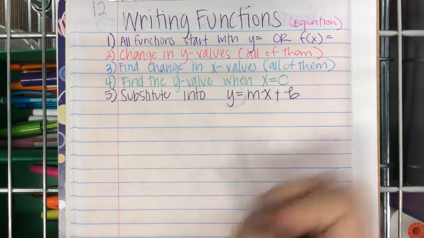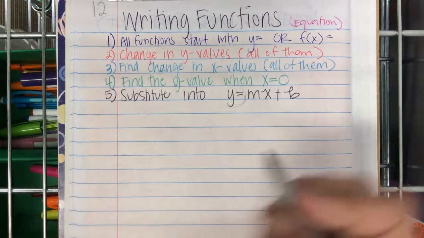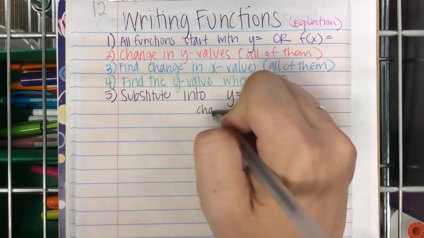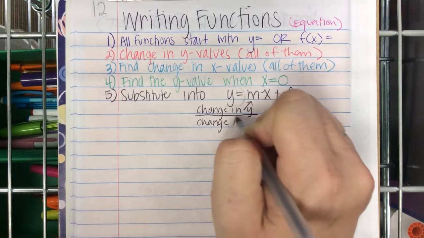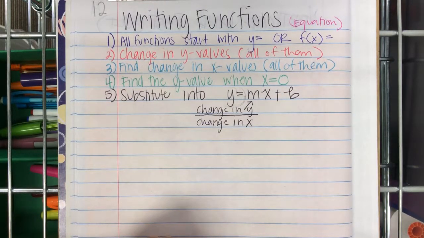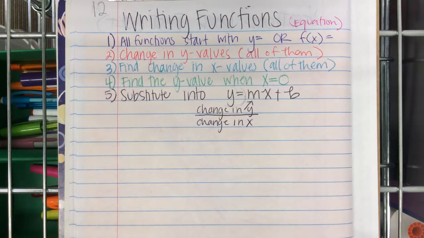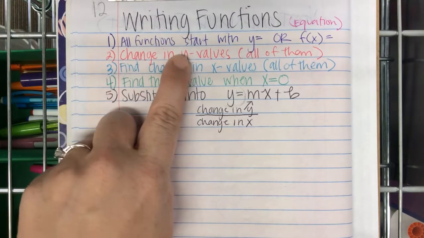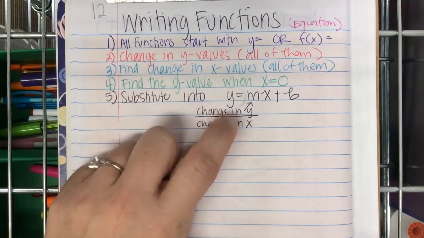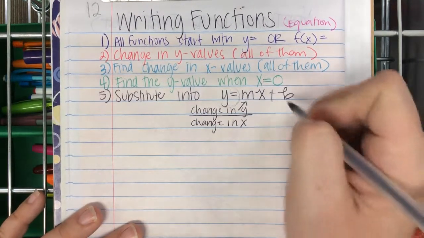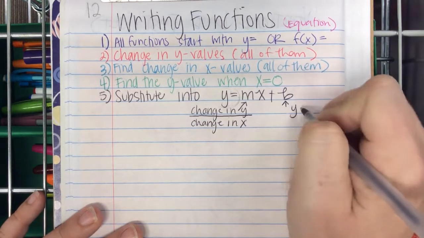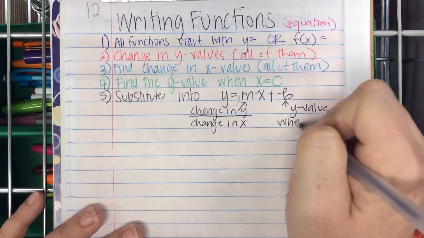And y equals is how every function starts. This m value is your change in y over your change in x. Your change in y over your change in x is your m value. So that's number 2, change in y, over number 3, change in x. It should be a fraction. It could simplify to a whole number, but don't put a decimal. And then your b value is your y value when x equals 0.